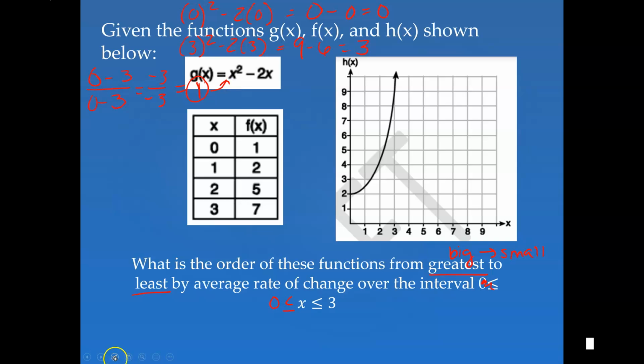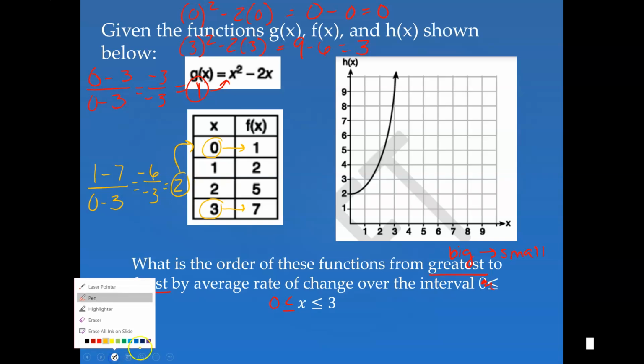All right, let's switch colors since we're switching functions. So now let's go to the table. Again, 0 and 3 are my denominator. Let's find their pairs. 0's pair is 1. 3's pair is 7. 1 minus 7 is negative 6. 0 minus 3 is negative 3. Negative 6 divided by negative 3 is 2. So this function's average rate of change is 2. So far it's the biggest.